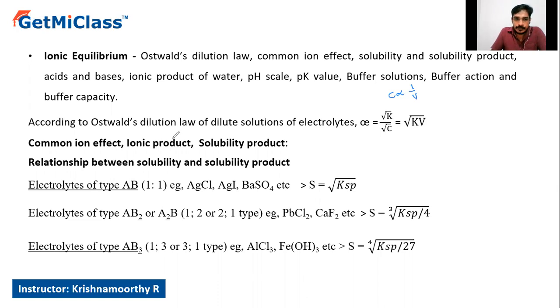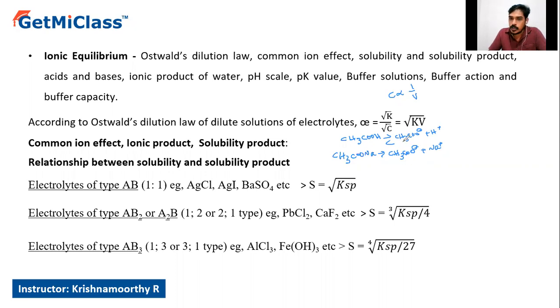Common ion effect means if you have acetic acid, CH3COOH, one of the weak acids, it dissociates partially as CH3COO minus and H plus. If you treat it with a very strong base NaOH, you can get the salt of this acid, that is sodium acetate, CH3COONa, and when it dissolves in water, you can get CH3COO minus and Na plus. Now these CH3COO minus ions are common.